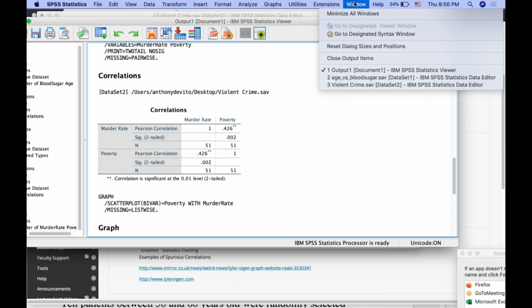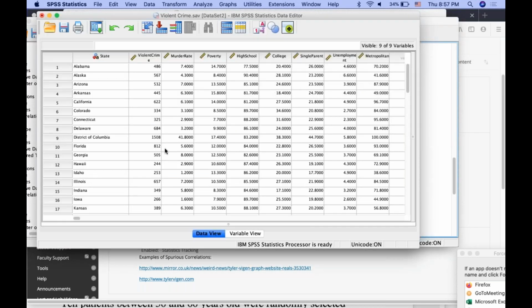And apparently this was during a period when they had a very high murder rate and it's a relatively small population. So even a few extra murders is going to impact the rate, right? Because it's a relatively small population. So let's go back to the data, this data file. Okay. And this is Columbia, and look at this. Wow, the murder rate is 41.8.